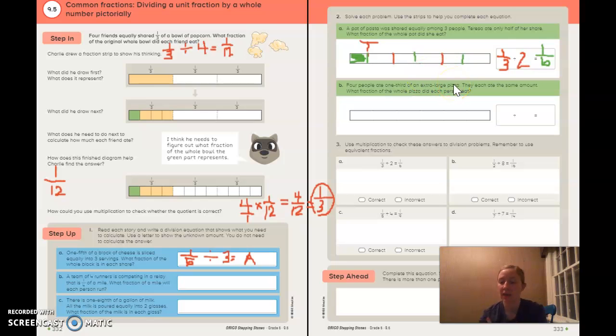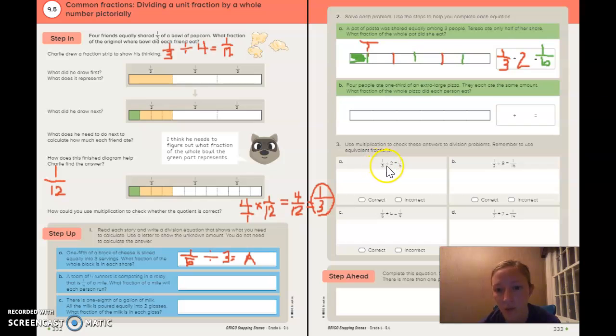So it can be kind of confusing, but you have to picture it mentally and reread the story problem to make sure you understood again. So you're going to try this one too. I'm going to show you how to do this one, and then you guys can finish your work on Nearpod or Google Slides, whichever you choose. Okay, use multiplication to check these answers to division problems. Remember to use equivalent fractions.